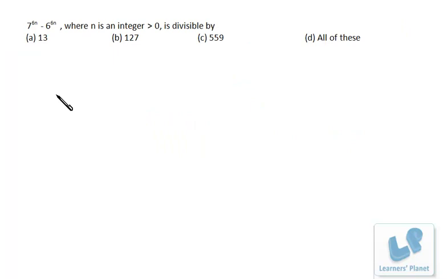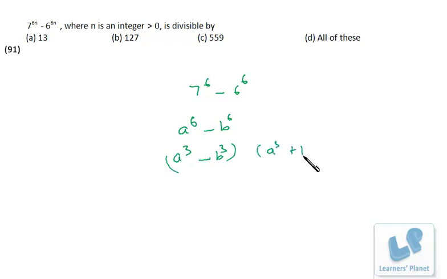Now, 7 raised to 6n minus 6 raised to 6n, when n is an integer greater than 0, is divisible by what? That means n is a positive integer. Now if you take the minimum value of n, that's 1, we get 7 raised to 6 minus 6 raised to 6. Now 7 and 6 both have the same even power, so it's in a^6 minus b^6 format. That means a cube minus b cube and a cube plus b cube will be its factors. That means it is divisible by both of them, right?